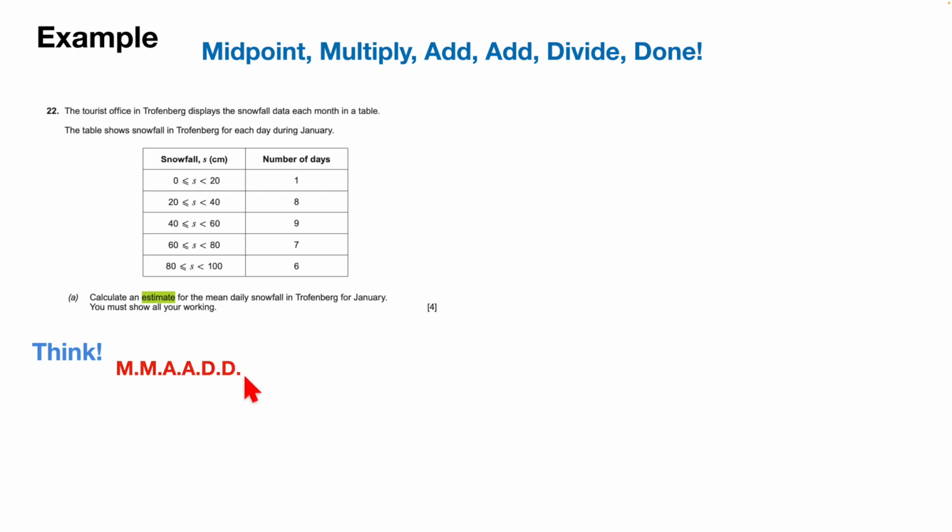We're going to use MAD because it's a frequency table. We're going to write mid and mid times frequency. Sometimes this is a bit tight because there isn't enough space on the page. So plenty of space here. Midpoint, 0 to 20 is 10. 20 to 40 is 30, so that comes down. That's fairly easy. Mid times frequency, 1 times 10 is 10. 8 times 30, 240. You get the idea. That's the multiply. Next is add.